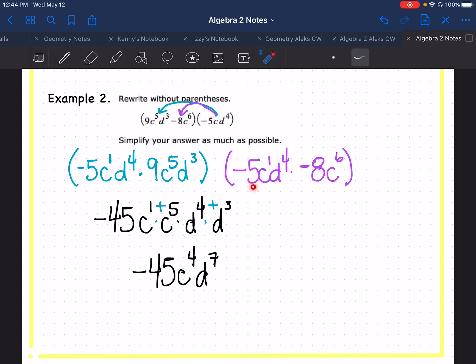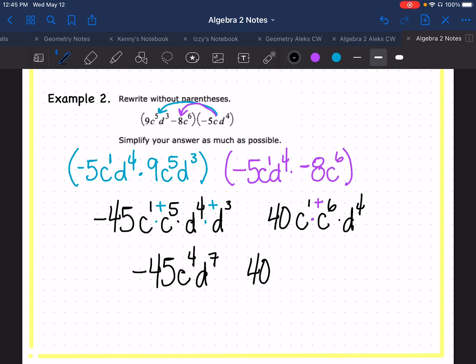I'm going to multiply negative 5 times negative 8, which does give me positive 40. I have c to the 1st times c to the 6th. Because they are the same bases, I can add the exponents. And then I have times d to the 4th, and there's nothing to add with it, so it's just going to stay d to the 4th.